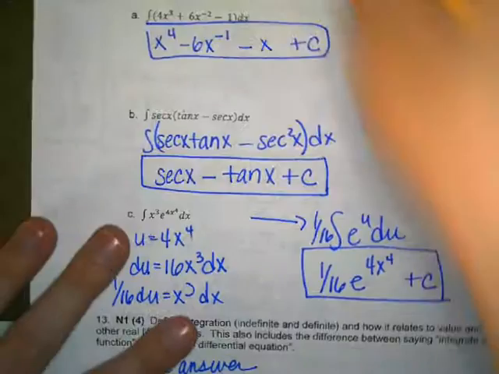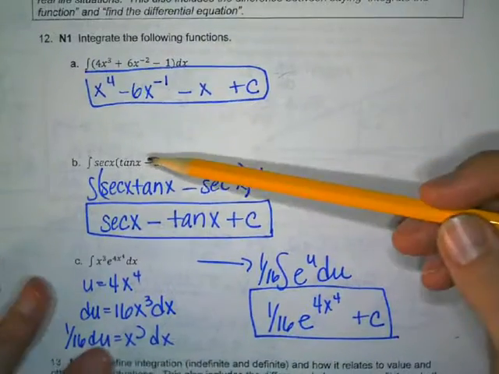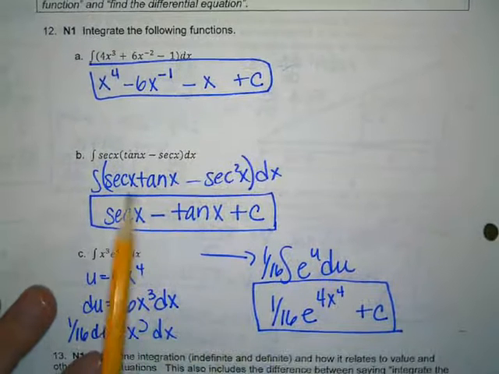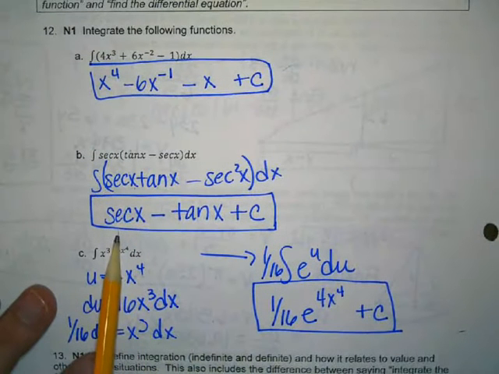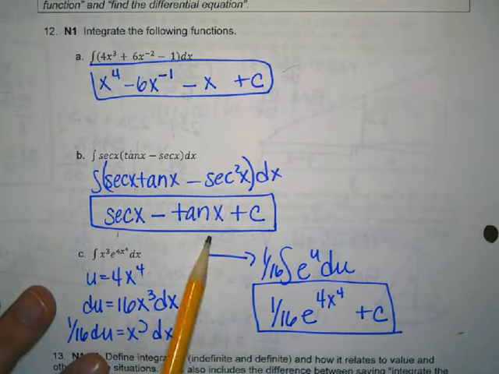This one you have to distribute through first, because when you do, you end up getting secant tangent, which the integral of that is secant, because the derivative of secant is secant tangent. And then for secant squared, the integral is tangent, because the derivative of tangent is secant squared. But you did have to distribute the secant through first.